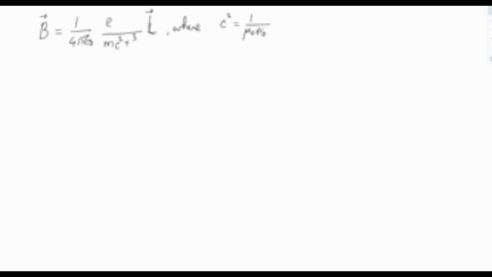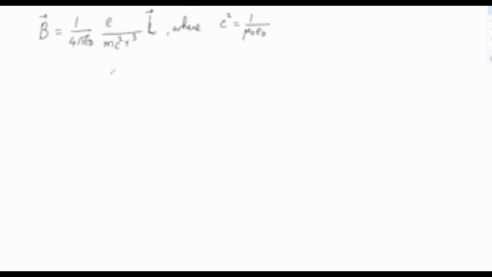That means instead of writing mu naught, we are writing it in terms of epsilon naught and c square. Therefore, we have the magnetic field as 1 by 4 pi epsilon naught E by m c square r cube L. This will be the magnetic field that is important, and that we'll be talking about.